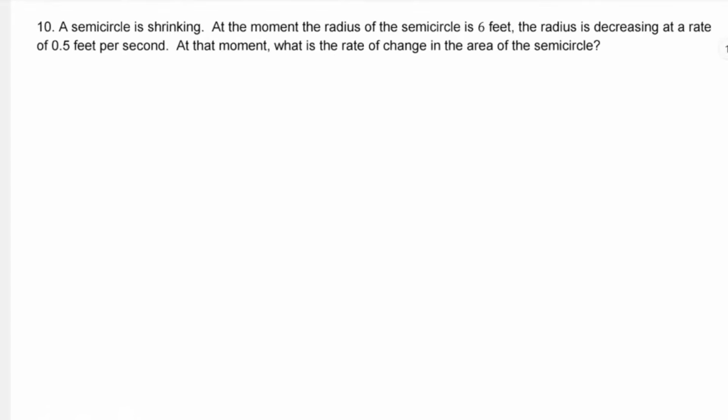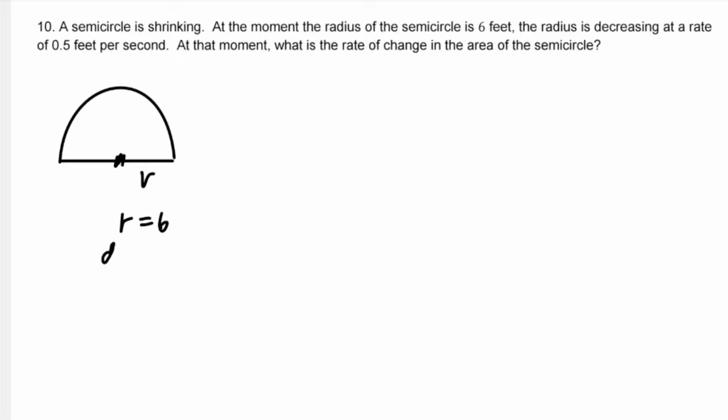Okay, next we're going to move on to a semicircle. It's another shape that we work with once we start to do areas and volumes later on with the integrals. So okay, that's my best rendition of a semicircle. The radius of the semicircle is going to be 6 feet. Actually, that's subject to change. We're interested in the moment when r is 6. The radius is decreasing 0.5 feet per second. What is the rate of change in the area of the semicircle?